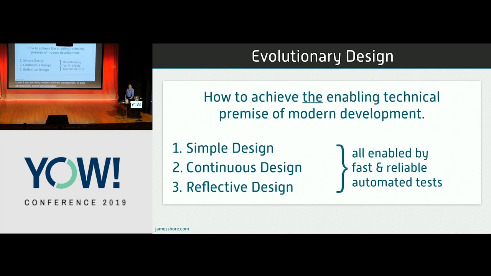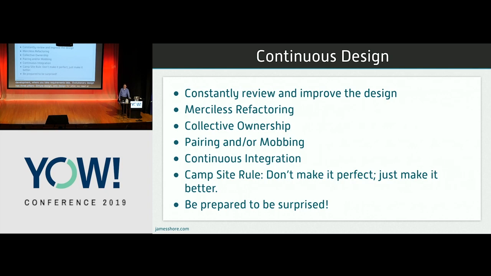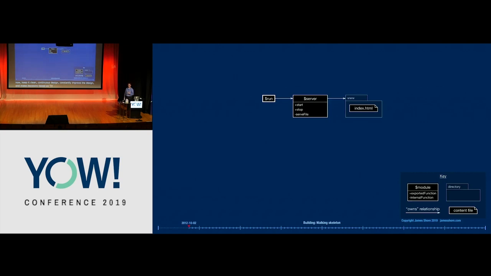Evolutionary design has three pillars: simple design, only design for what we need right now and keep it clean; continuous design, constantly review and improve the design; and reflective design, make your design decisions based on the code you actually have, not what you think might be useful in the future. And if you do this, you'll end up with an amazing design. It won't be perfect in the beginning, but it will be a real pleasure to work with in the future. So I want to close by showing you what 7 years of evolutionary design looks like.